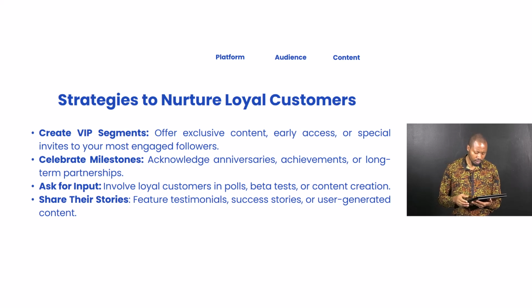And also, you can give them a special invite to your event, maybe to your most engaging followers online, and also you celebrate milestones, anniversary achievements, or long-term partnership. Most companies like Microsoft and Google have Google partners and Microsoft partners. I think also Oracle. These companies celebrate their partnership with their clients, partnership that has spanned over the years, and also ask for input from your loyal customers, and also share their success stories. So these are some strategies on how to keep and nurture your loyal customers.